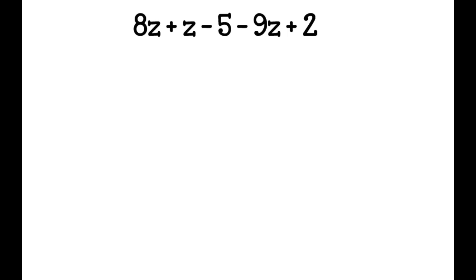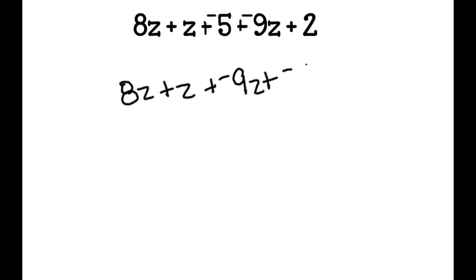Okay, I have a long one here. I have 8z plus z minus 5 minus 9z plus 2. So I'm going to go through and I'm going to add the opposite on them. So that's all addition and easier to see. I'm going to do 8z plus z plus negative 9z plus negative 5 plus 2. Then I'm going to go through and I'm going to underline same variable and same variable. What are my like terms?